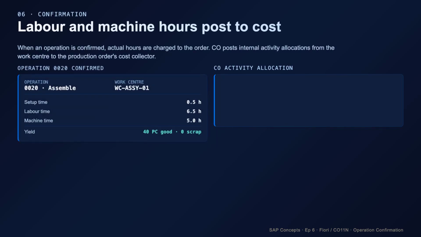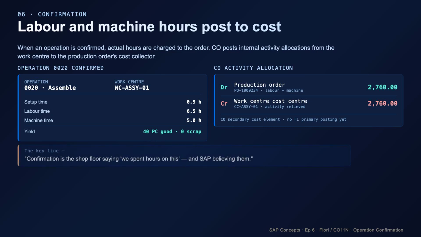Step 5. The confirmation. The shop floor finishes an operation and confirms how many hours of setup, labor, and machine time it actually took. CO does an internal activity allocation. The work center's cost center sends cost to the production order. Debit the production order. Credit the work center cost center. The amount is hours times the activity rate. This is a secondary cost posting. It lives in CO. No FI primary ledger entry yet.